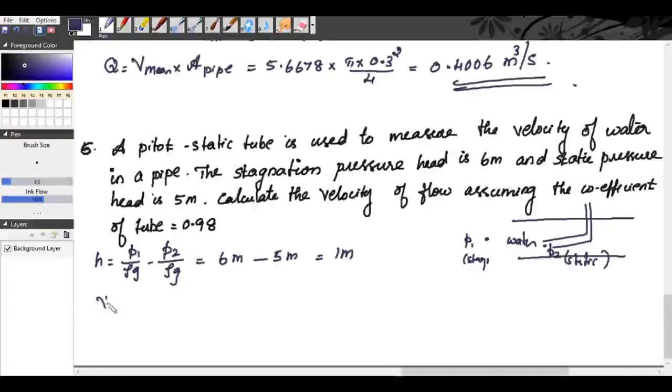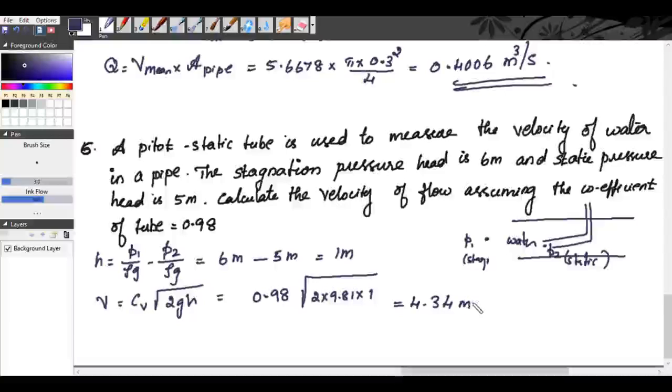So our velocity, we know velocity is equal to CV into root of 2GH. CV is given as 0.98 into root of 2 into 9.81 into H is 1. So we get 4.34 meter per second. That's all. So that's all for today.